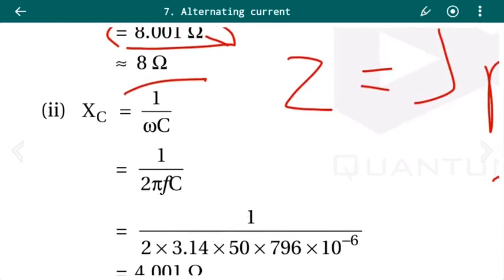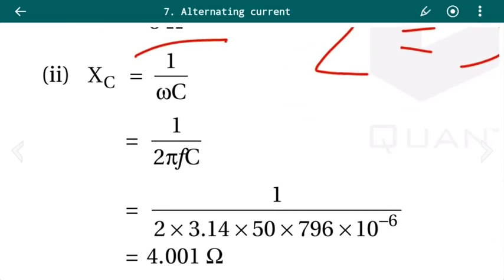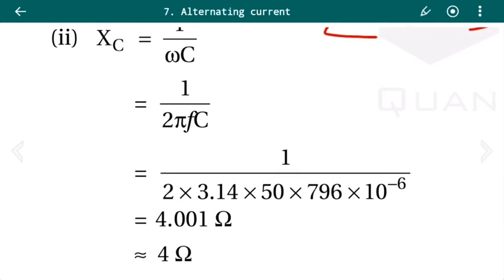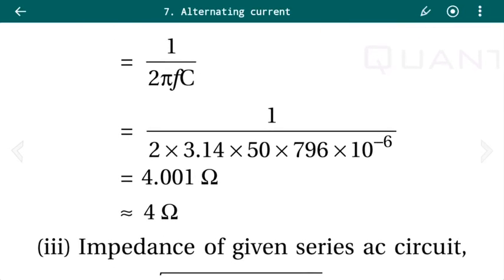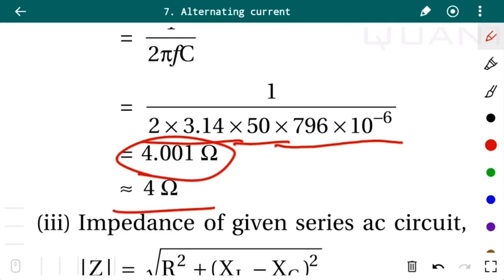Now let us calculate the capacitive reactance, that is equal to 1 upon omega c. Taking that in terms of frequency, we can write 1 upon 2 pi f c. Now put the values of f and c, we get 1 upon 2 into 3.14 into 50 into 796 into 10 raised to minus 6. When we calculate this, we get the value as 4 ohm. So the capacitive reactance is 4 ohm.